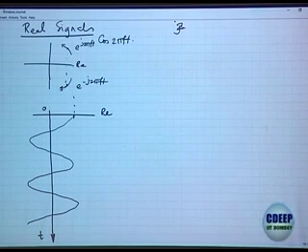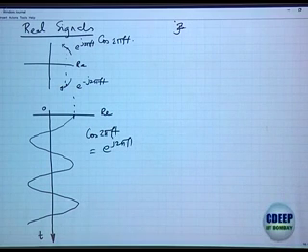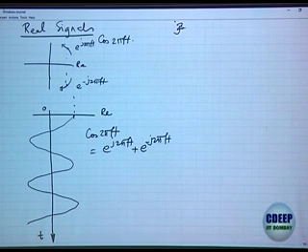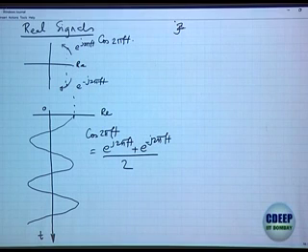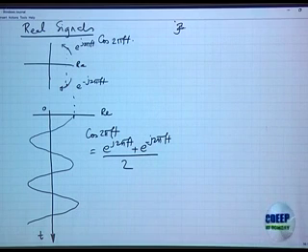So what is cos theta then? Cos of 2 pi ft is equal to e to the power j 2 pi ft plus e to the power minus j 2 pi ft, divided by 2. You have to visualize those two phasors rotating and look at their projection on the real axis, and this is what it comes out to be.